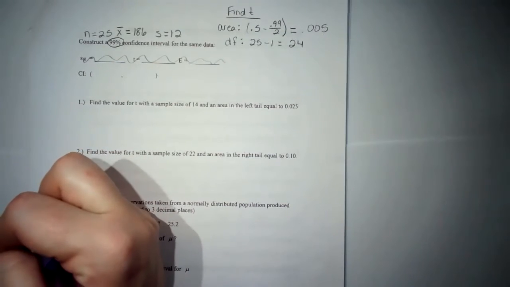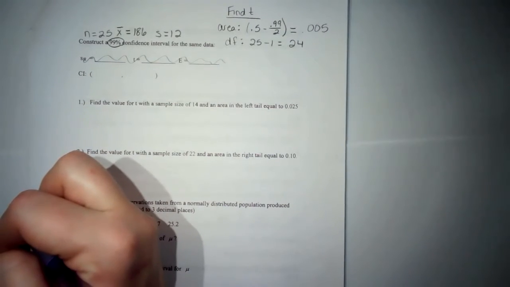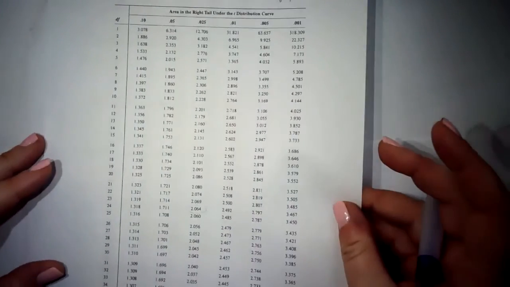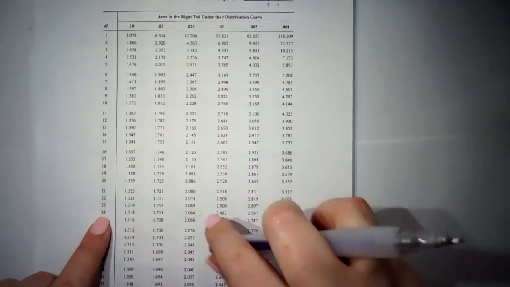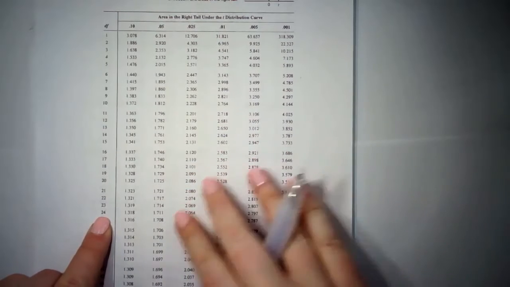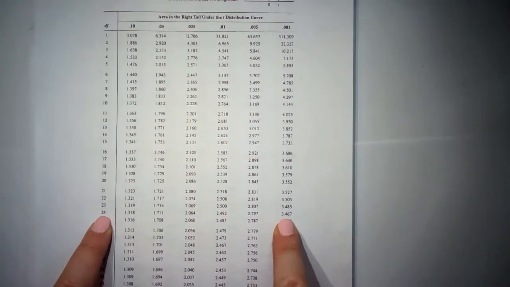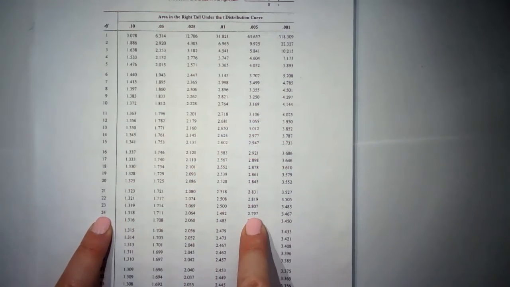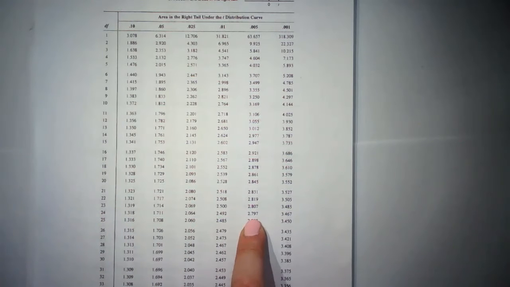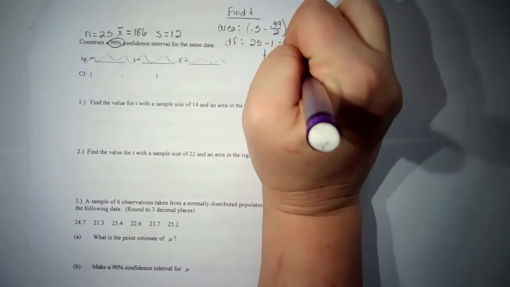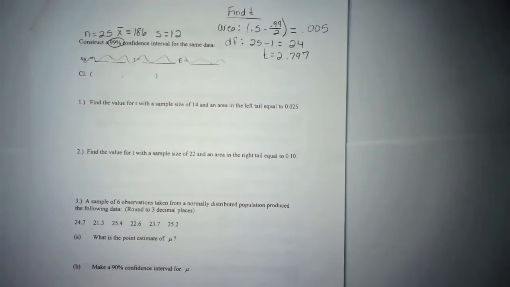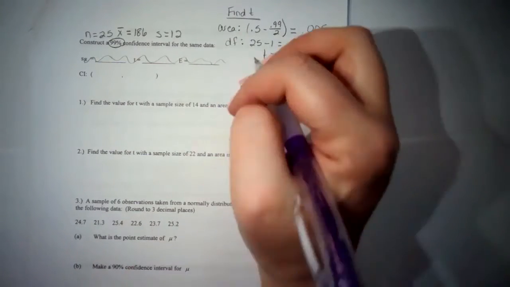Okay. And now I'm going to go to my T chart. So 24, here's my degrees of freedom. But now my area is itty bitty. It's 0.005. And so my T is now 2.797. Sound good? Okay. 2.797. All right. So now we're ready to make our confidence interval.